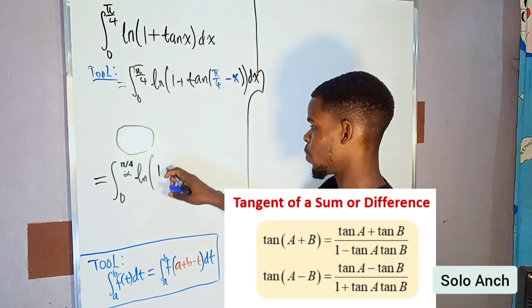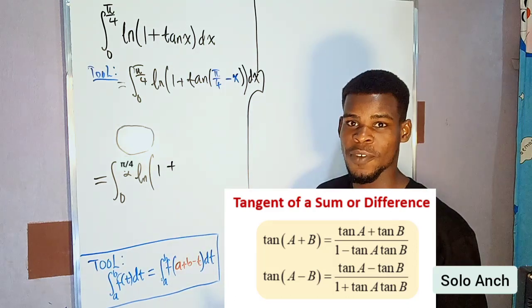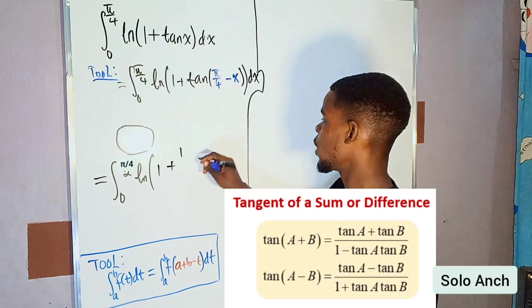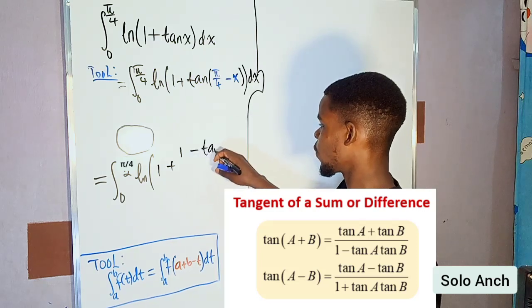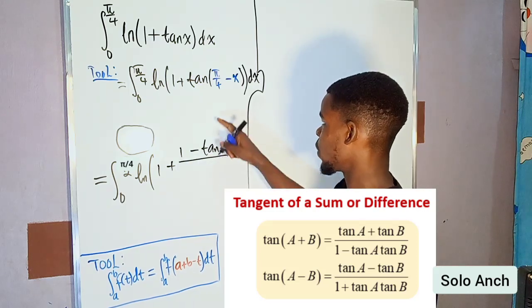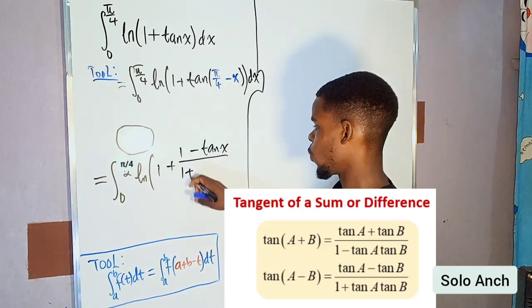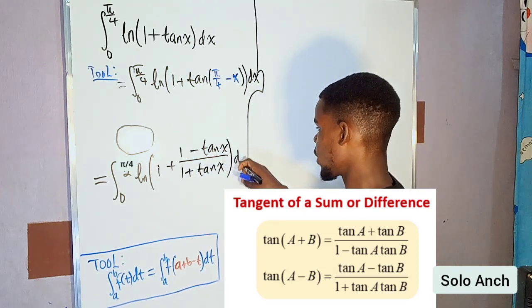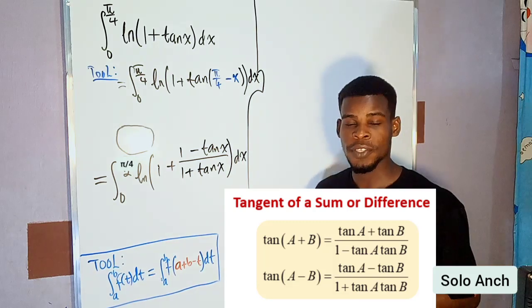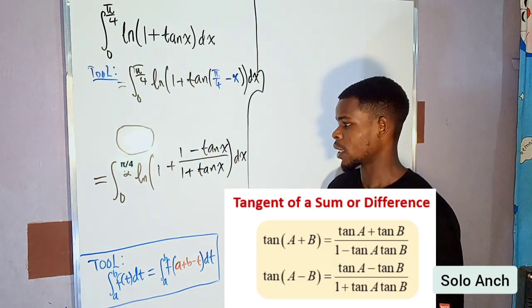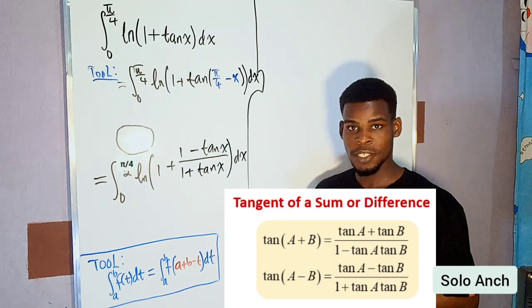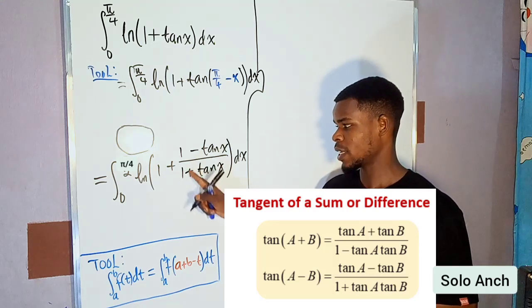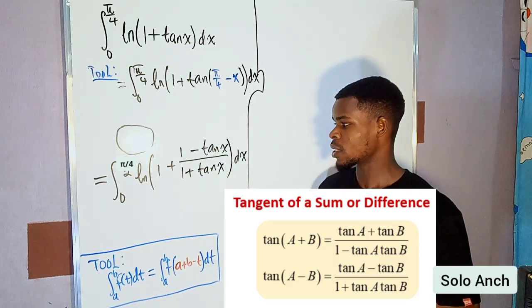Okay, so you notice that tangent of pi over 4 is just 1. So I'm going to say 1 minus tangent of x, and I divide that by, at the bottom, 1 plus tangent of x. Good. So that is by using the tangent of the difference of two angles. You notice that tangent of pi over 4 is 1, and I've applied that right here. Okay, so let's see what we have.